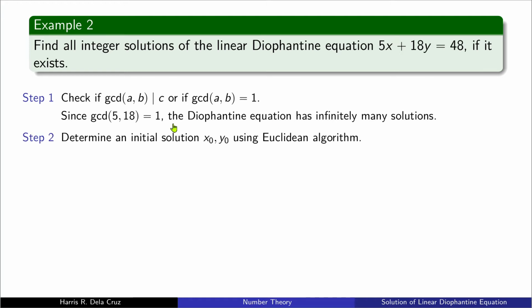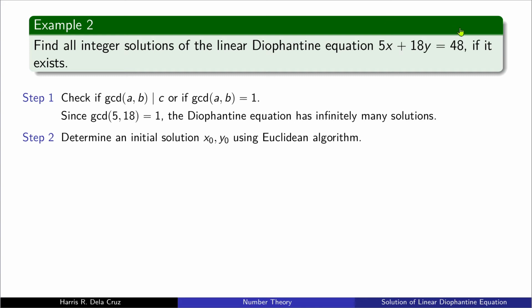So, the next step is to determine an initial solution x sub 0, y sub 0. Again, the numbers 5 and 18 are relatively small, so you can just guess any value. For example, I can get y equals 1. So I'm left with 5x equals 30. So I can use x equals 6. So you can use the pair 6, 1 as your initial solution. That's pretty easy because 5 and 18 are small.